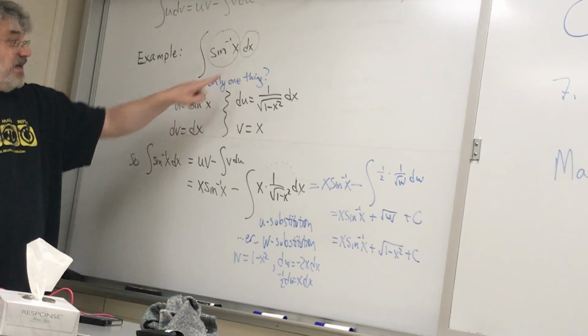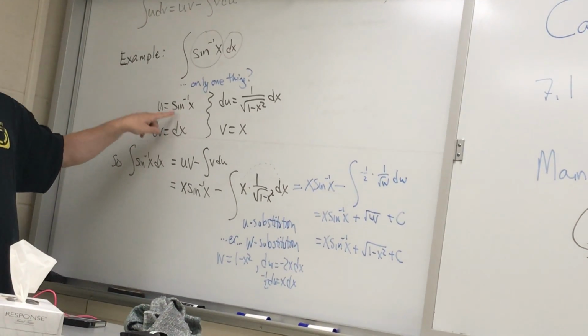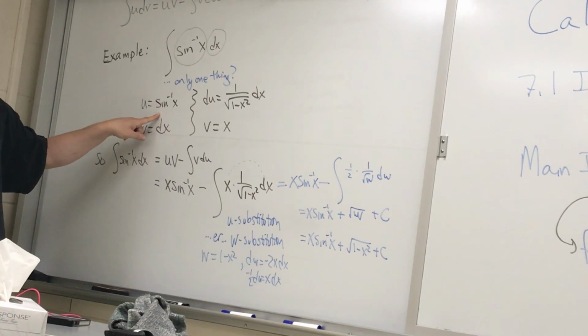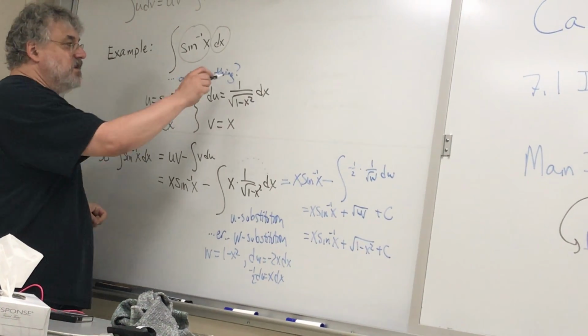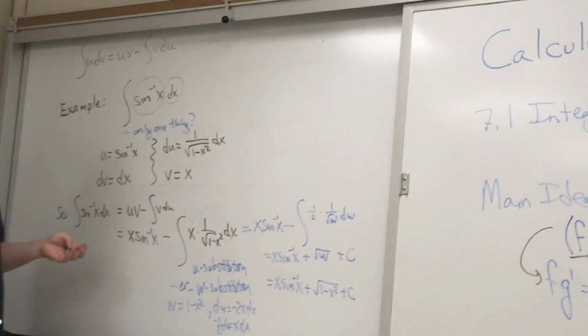Now if there's a dx, that better be our dv. So this is our u. And it's nice because we can take the derivative of this. Well, you should be able to take the derivative of this. This was chapter 3 material. The derivative of inverse sine is 1 over square root of 1 minus x squared dx. It's messy, but that's what it is.